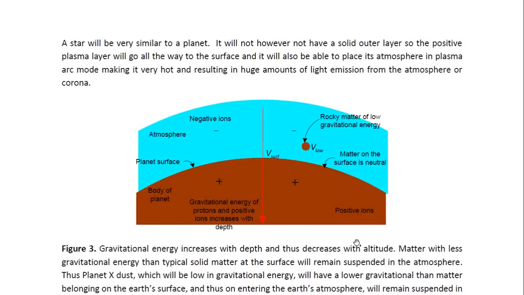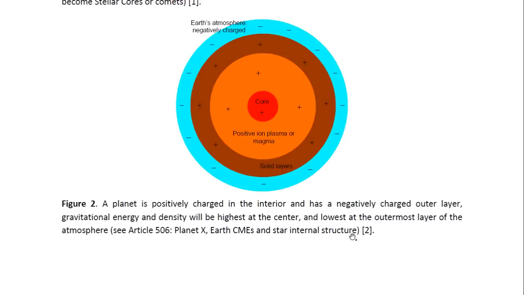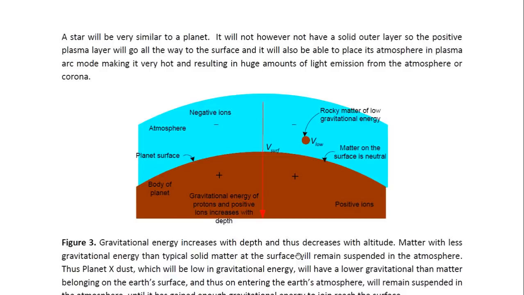So a star will be very similar to a planet. It will not, however, have a solid outer layer. So the positive plasma layer will go all the way to the surface with a star. And it will also be able to place its atmosphere in plasma arc mode, making it very hot and resulting in huge amounts of light emission from the atmosphere or corona.